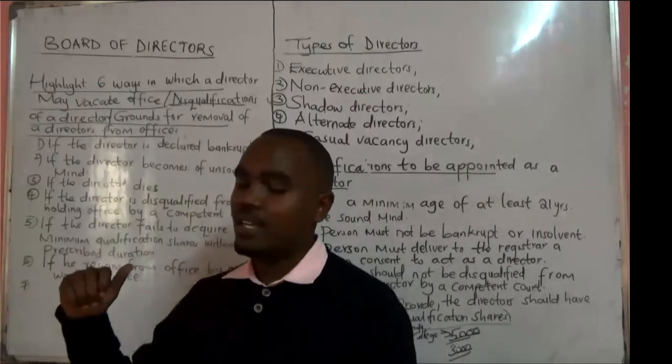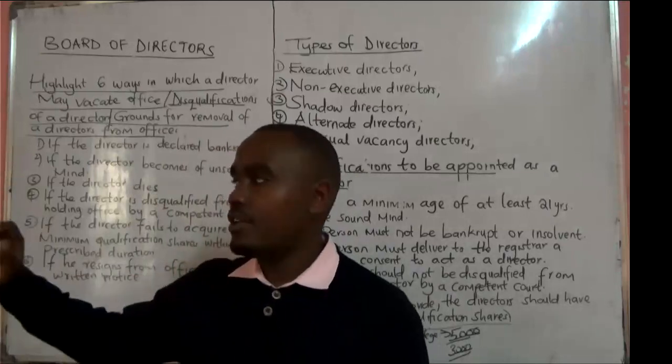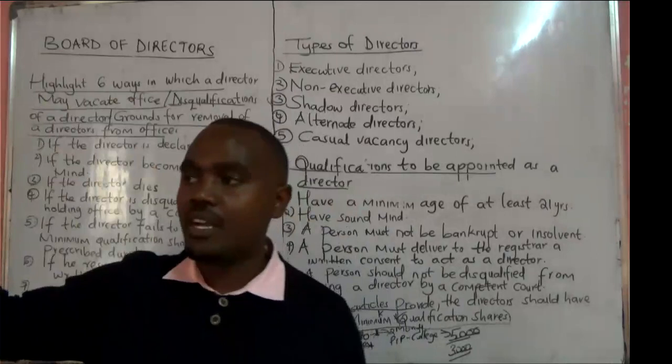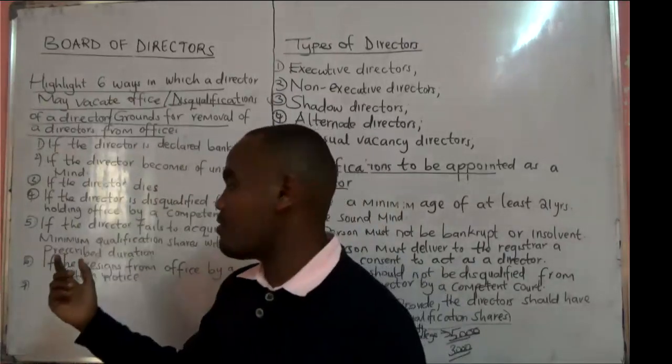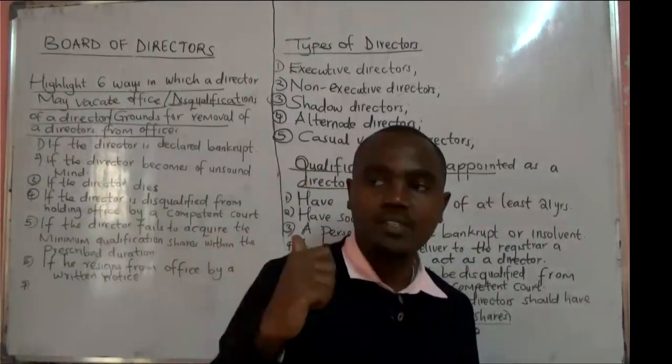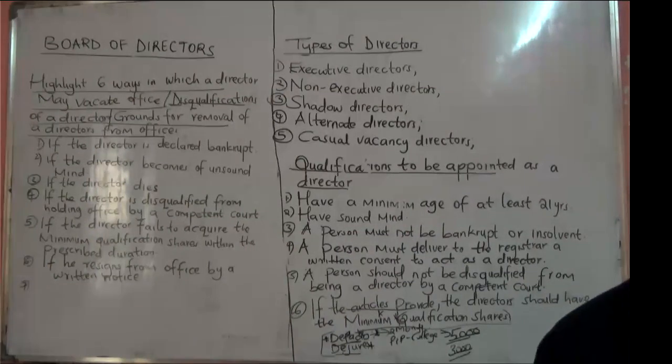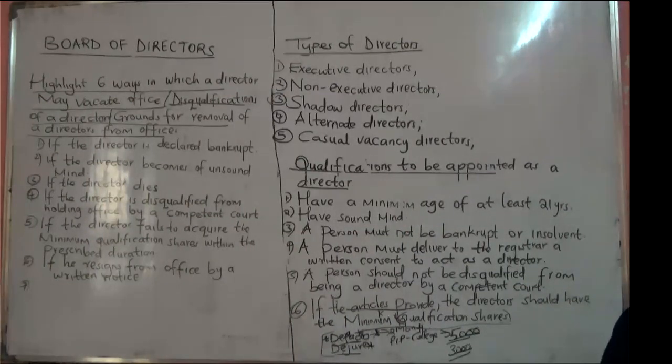What is an ordinary resolution? A decision by a simple majority. When you go through company directors in company law, that is why we talk of the procedure of removing a director from office. We always talk of by ordinary resolution, the members may resolve to remove a director from office. So then the other one is where he attains the age of 70 years.